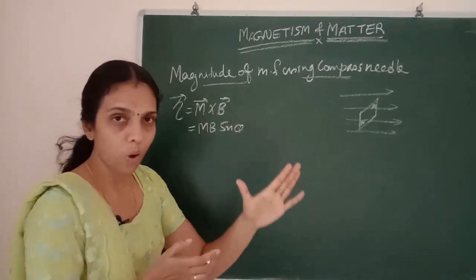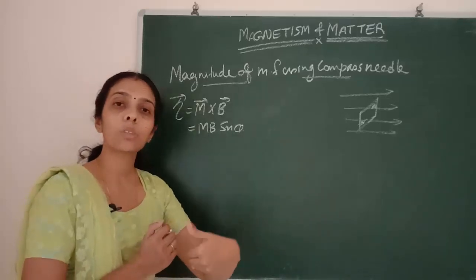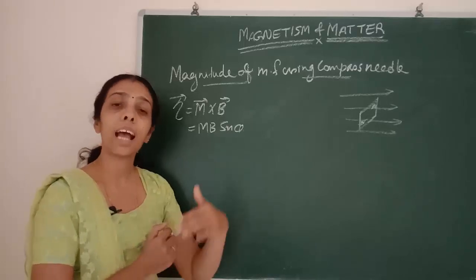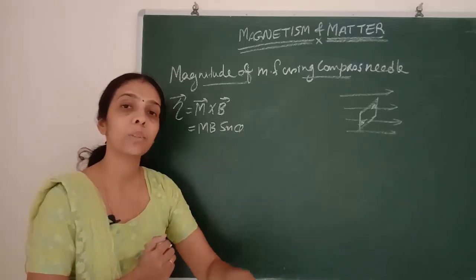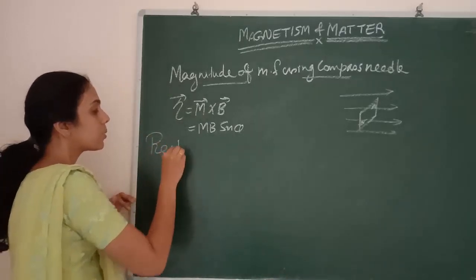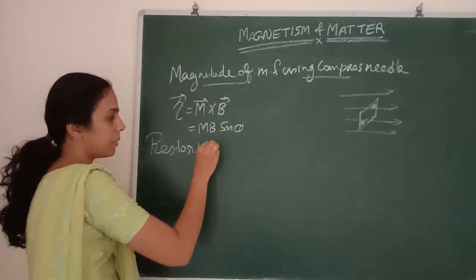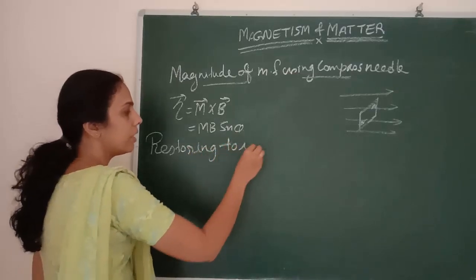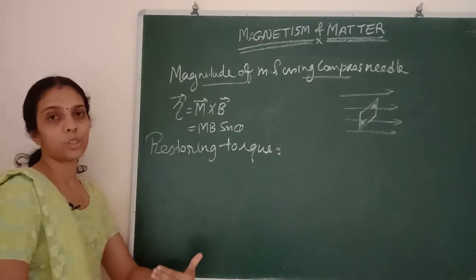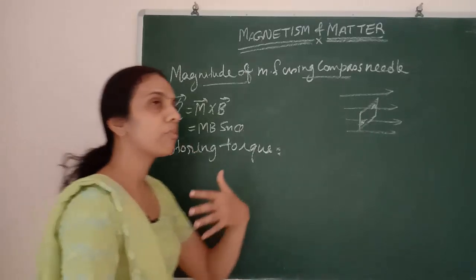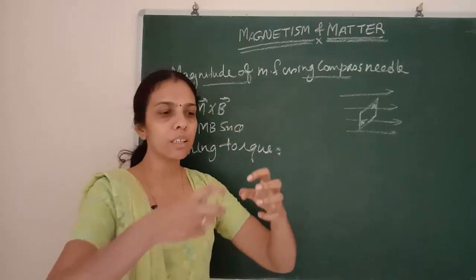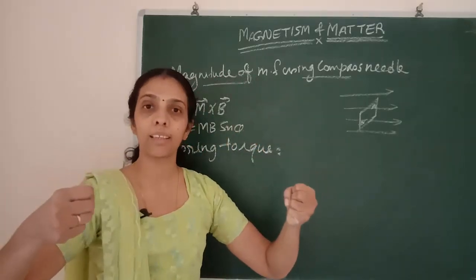Because of this torque, a restoring torque will be acting on the compass needle, isn't it? What will be the value of the restoring torque? The restoring torque will be opposite to the applied torque, isn't it? We know the restoring force will be opposite to the applied force. So suppose I am applying a force on a spring. What will happen?